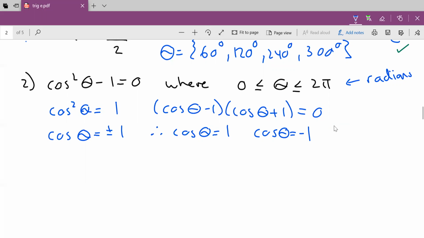So now what I say is, what is theta? What values of theta, what angles, give me cosine is positive or negative 1? So I say to myself, cosine is the x values on my unit circle. Well, cosine is my x value. So at 0, we have a value of 1, 0 radians. At pi, we have a cosine value of negative 1. And at 2 pi, we have a value of 1 again. There is your solution.